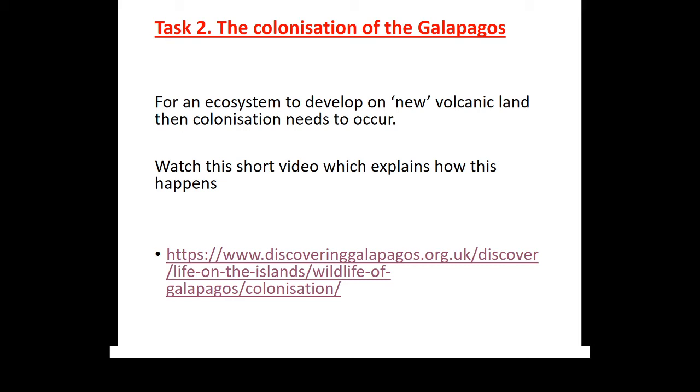Other species, such as small lizards, can reach the islands by floating on rafts of vegetation. With their ability to survive weeks without food and water, even giant tortoises are able to float across this expanse of ocean. Sharks and marine mammals such as sea lions can swim to the islands.